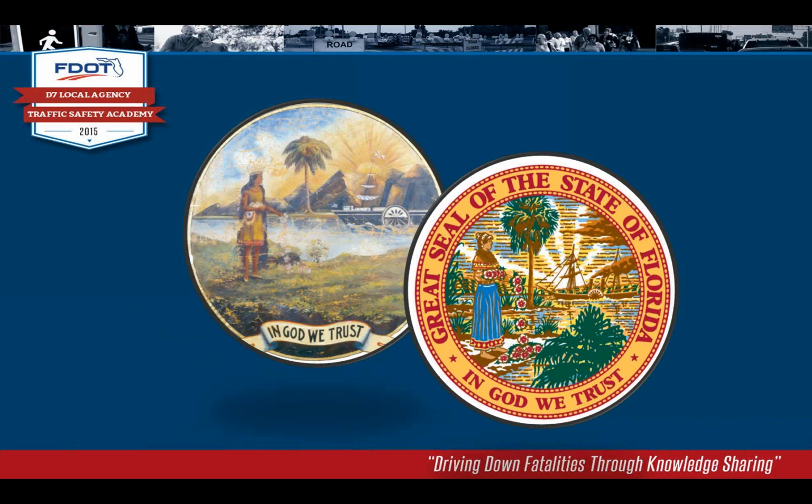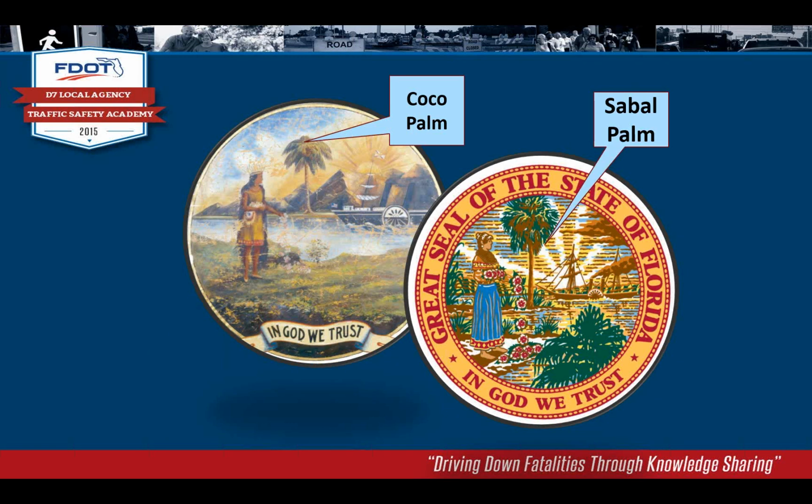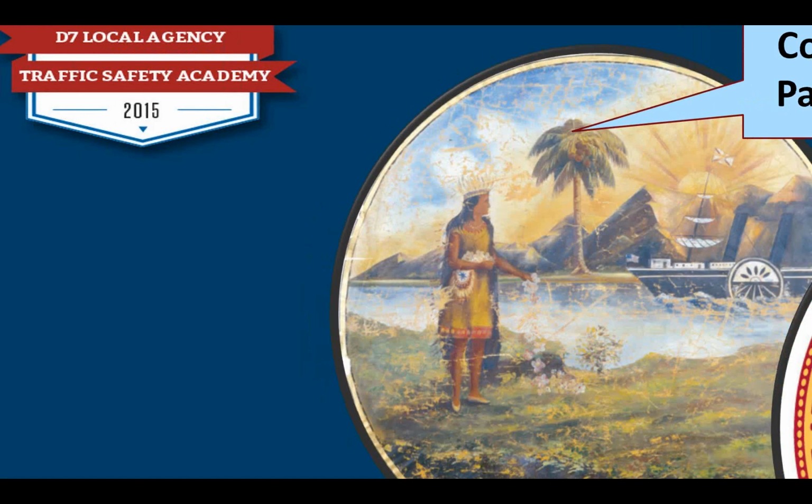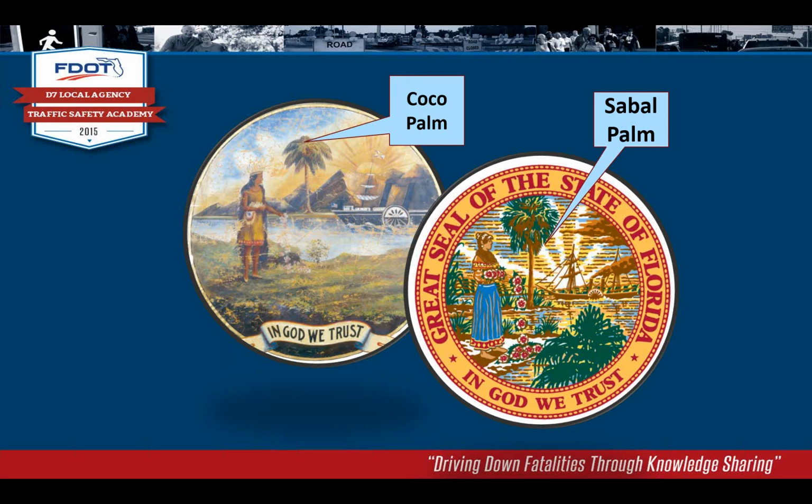And to show you that we didn't always have that tree as our state tree, I wanted to point out the old state seal had the cocoa palm as the state tree, and you'll also notice I don't know where these mountains are, but I don't think it's Mount Dora. Okay, and so they had the mountains, and I'll point out another thing. If you could see real closely, the Native American here casting flowers is wearing a Western Plains headdress. So there were a number of problems with the original state seal, but I think we got it right now.